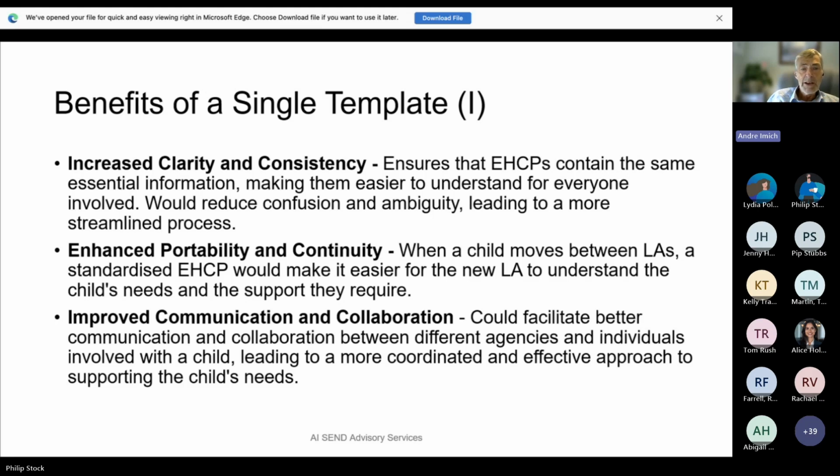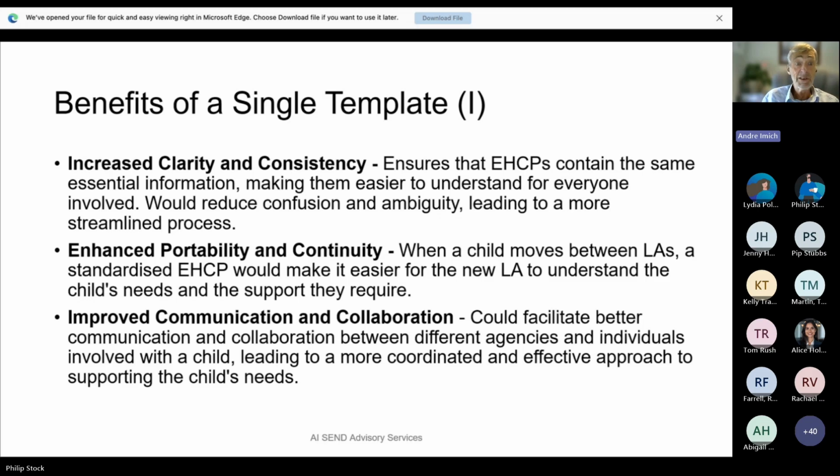When a child moves between local authorities, a standardised plan would make it much easier for that new local area to understand the child's needs and the support they require. And many of you in today's session, I know, work in local authorities, and I'm sure that when a new child moves in, you look at their education, health and care plan, and you think, crumbs, this is quite different from how we do it. And it's going to take me a little while to get underneath this to understand what it's aiming to achieve, what the provision is that it's actually describing, and so on. So I think that it will make portability and continuity easier.